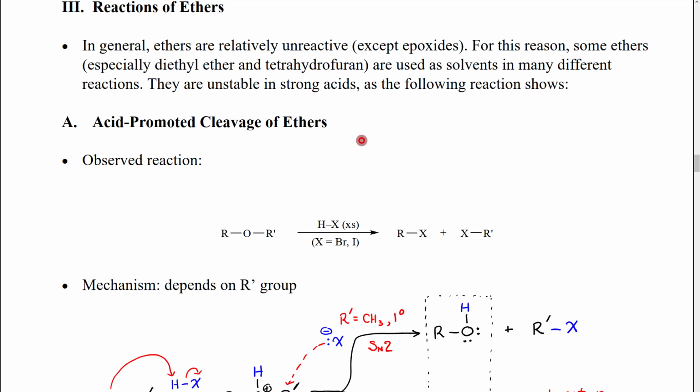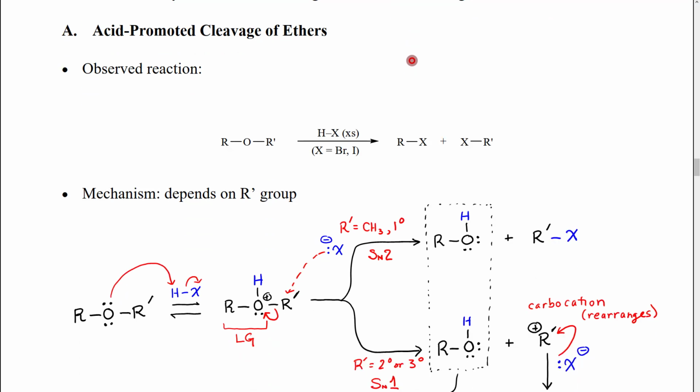We're now going to look at the reactions of ethers. In general, ethers are relatively unreactive, with the exception of epoxides. For this reason, ethers are really excellent solvents because they can be used with a variety of reagents and not do any side reactions. However, they are unstable in strong acids. So we can use that fact to do a reaction on ethers and cut them apart. Therefore, we're going to look at a reaction called acid-promoted cleavage of ethers.